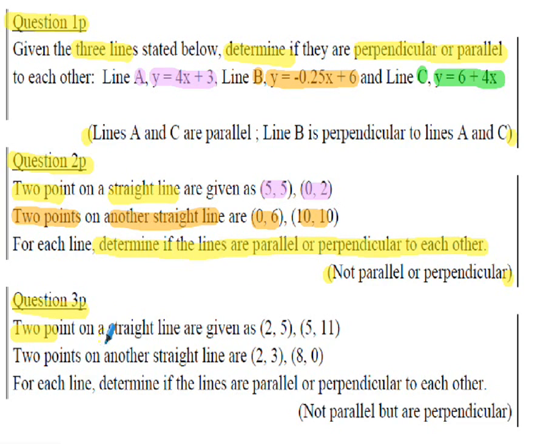And finally, question 3p. Given 2 points on a straight line are 2, 5 and 5, 11, and 2 points on another line, line 2, are 2, 3 and 8, 0. Again, we're asked to determine if the lines are parallel or perpendicular to each other. Answer shown here. I would encourage you to start the presentation and attempt these 3 questions. The full solutions are shown on the following slides.